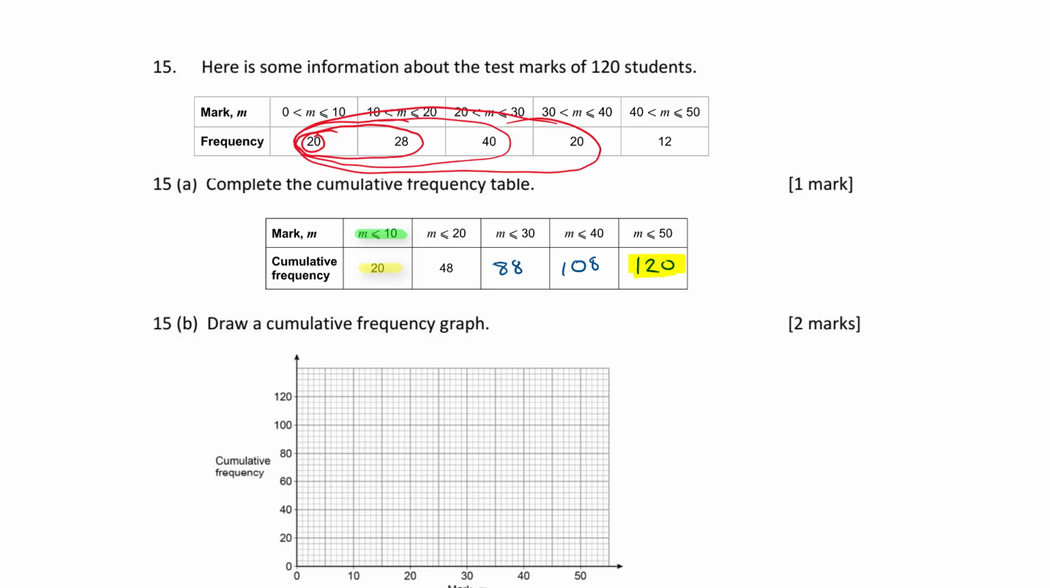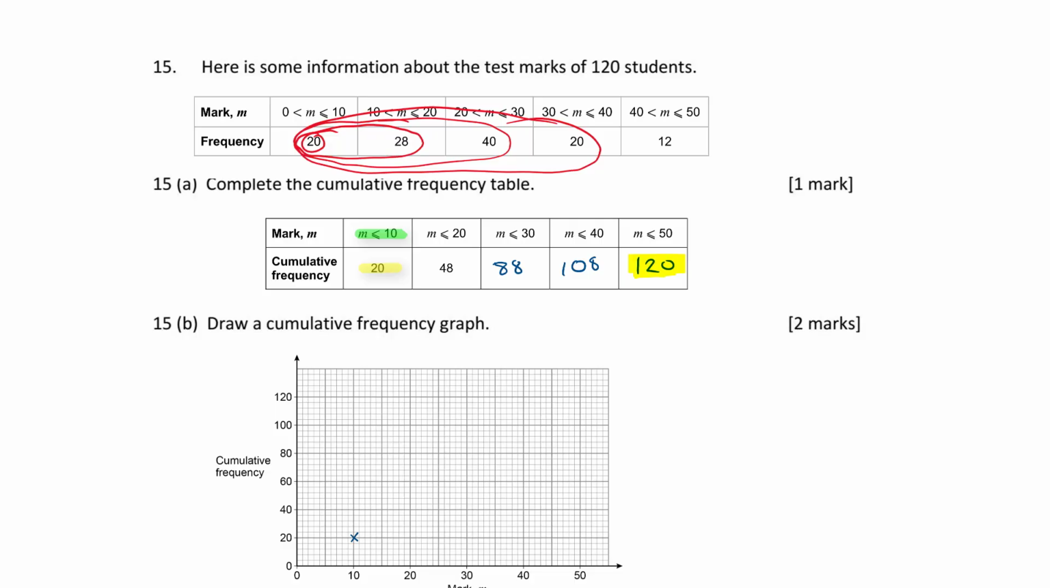So hopefully the examiner's already provided us with the axes. We just need to plot the points straight on. As you can see, I've got marks along the bottom and cumulative frequency up the side. So the first cumulative frequency, which was 20, marks less than 10 was 20 people. So mark less than 10 was 20 people, is that point there.